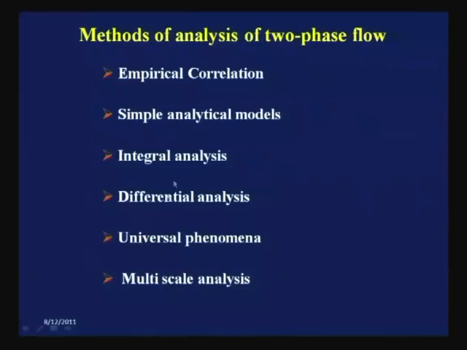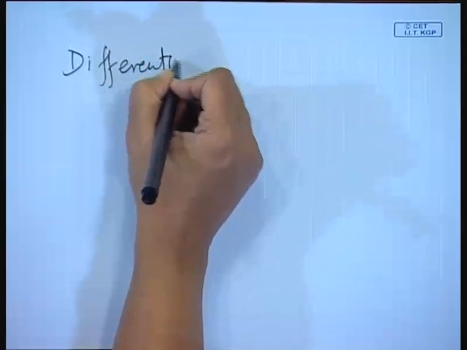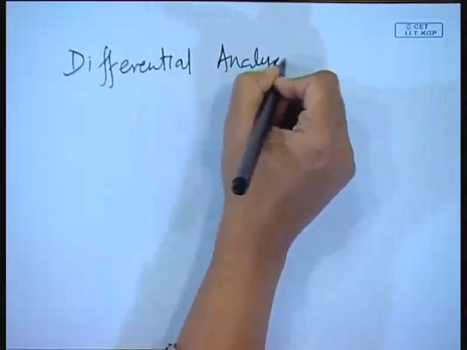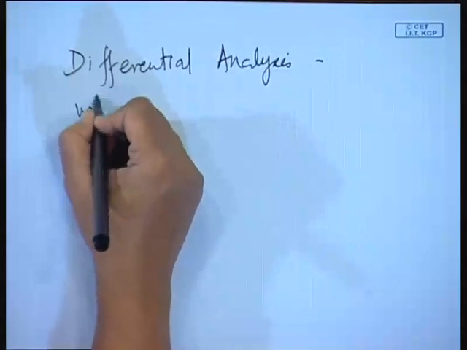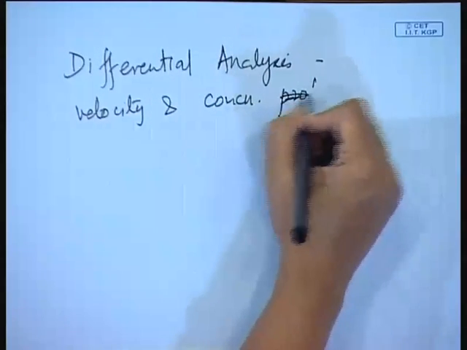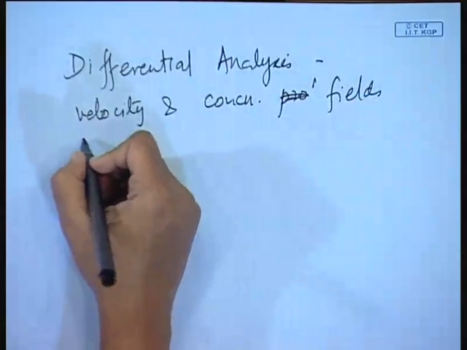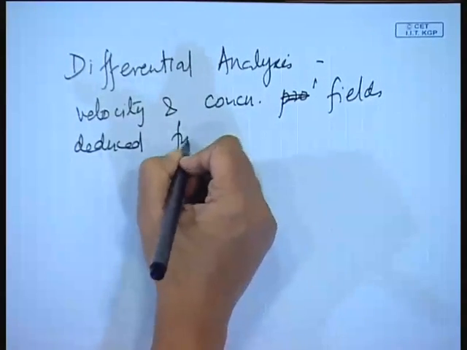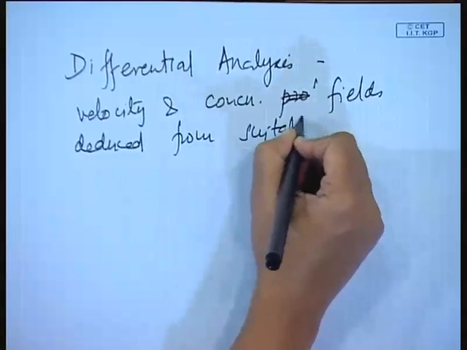Okay. For more accurate analysis, what we do? After integral analysis, we go for the differential analysis. Here we have noted it down in the form of increasing amounts of complexity. So, in differential analysis, again the same thing we do. Velocity and concentration fields, sorry, not profiles, fields, they are deduced from suitable differential equations.